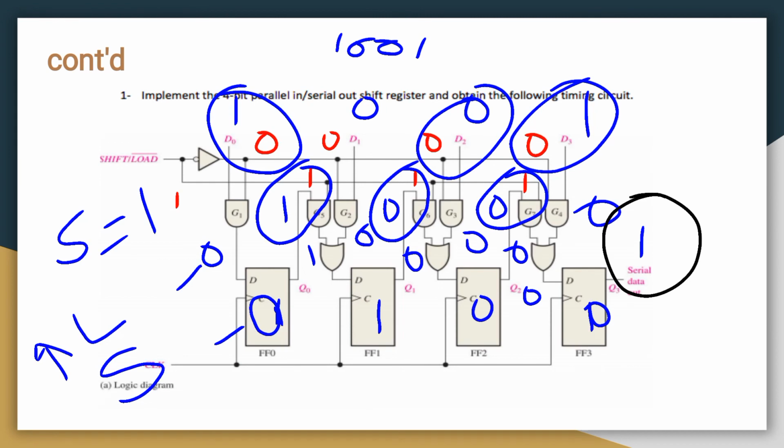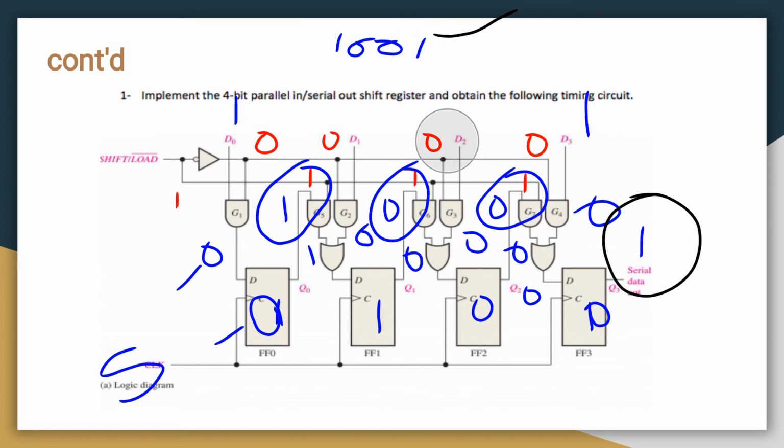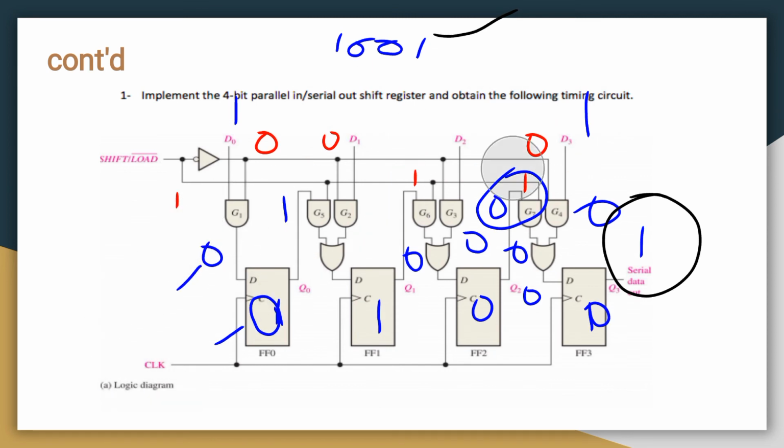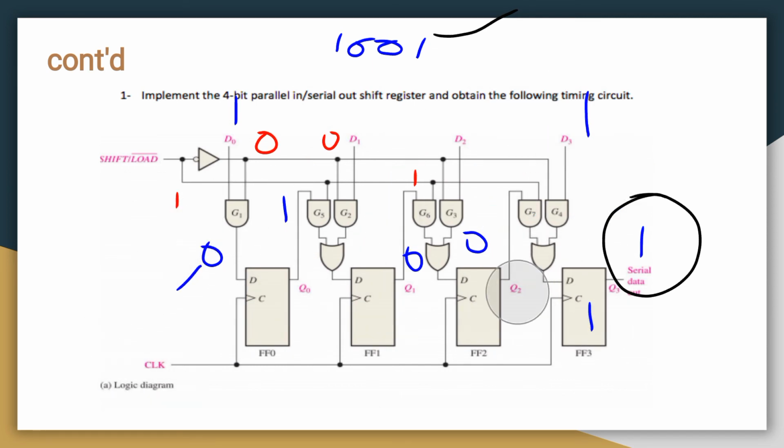So we got the first bit, that is this one. So I repeat the important point, that the PISO consists of two operations, that is load and shift.